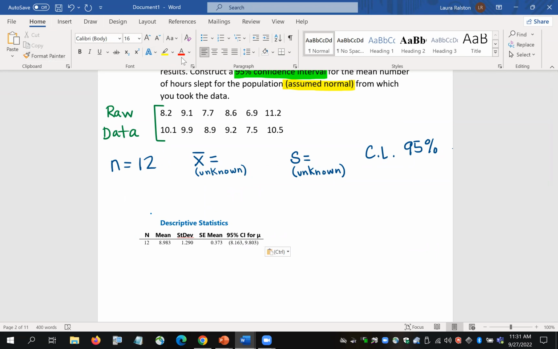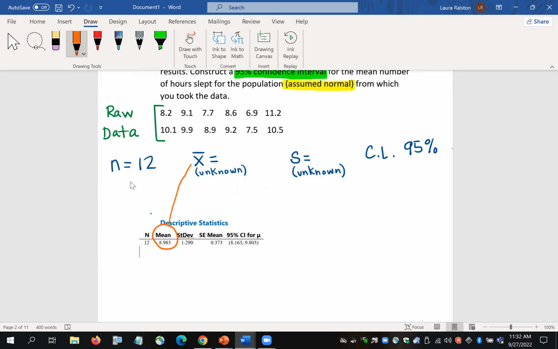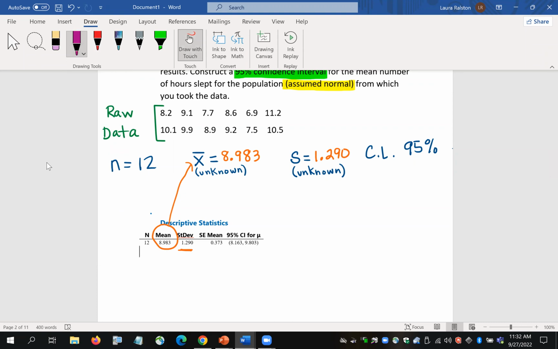Okay, so notice we actually get the information that we were missing in the Minitab output. Again, if you needed it, it gives us the mean. So I now know that the mean for that 12 pieces of data is 8.983. My sample standard deviation is 1.290. Now I still don't really need to know that, but Minitab calculates it for me anyways. What I do need is my upper bound and my lower bound. So 8.163 is the lower bound, 9.803 is the upper bound. That's given right here.